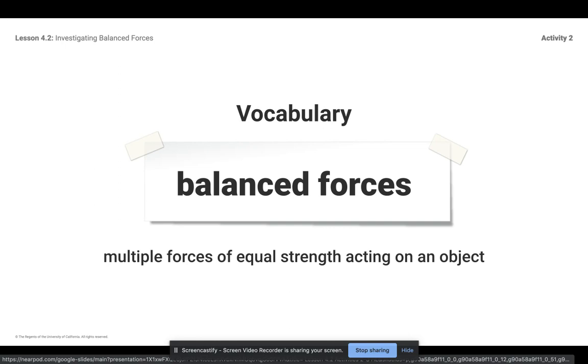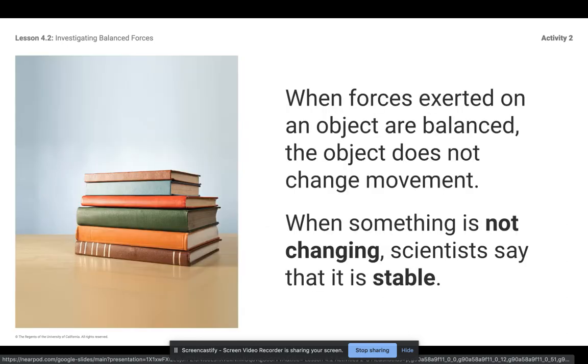Now, think about this. They have equal strength. Are they going to go anywhere? Is anyone going to really win the tug of war? No, because of their equal strength, they're going to stay right there. When forces are exerted on an object and they are balanced, the object doesn't move or change its movement. When something is not changing, scientists say that this is stable.